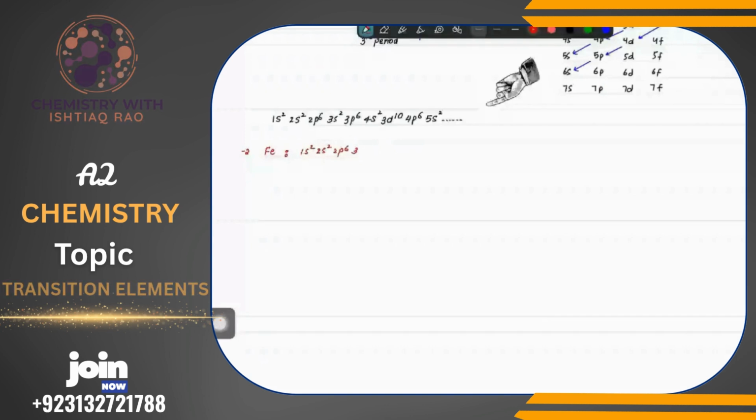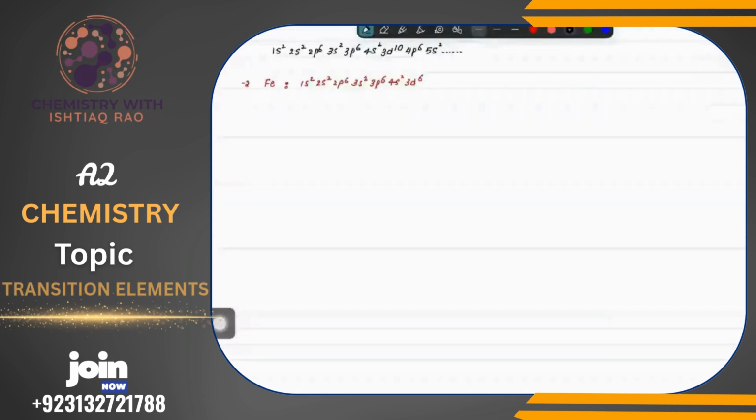Let me tell you another example, that is, iron. Iron is 26. 1s2, 2s2, 2p6, 3s2, 3p6, then 4s2, then 3d6. Since again I can say its outer electron is lying in the d orbital, so it's a d block element. The same goes for an s block element, and the same goes for a p block element, right?